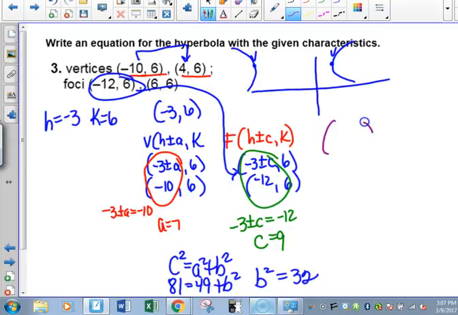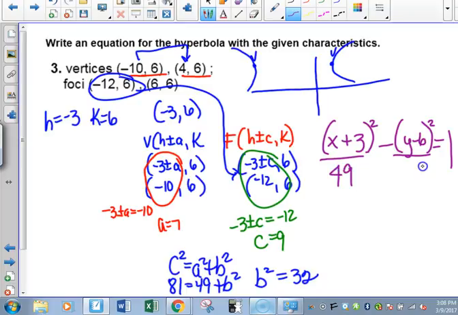Monica, can you throw something into our equation for us? What do you think, guys? It's going sideways. You see what we're talking about? It's going sideways, so the x has to come first. There we go. And this one is going to be y minus 6. Okay. Emerald, can you throw in something more? A squared is 49, and it goes where? And back here? Anybody? All right.